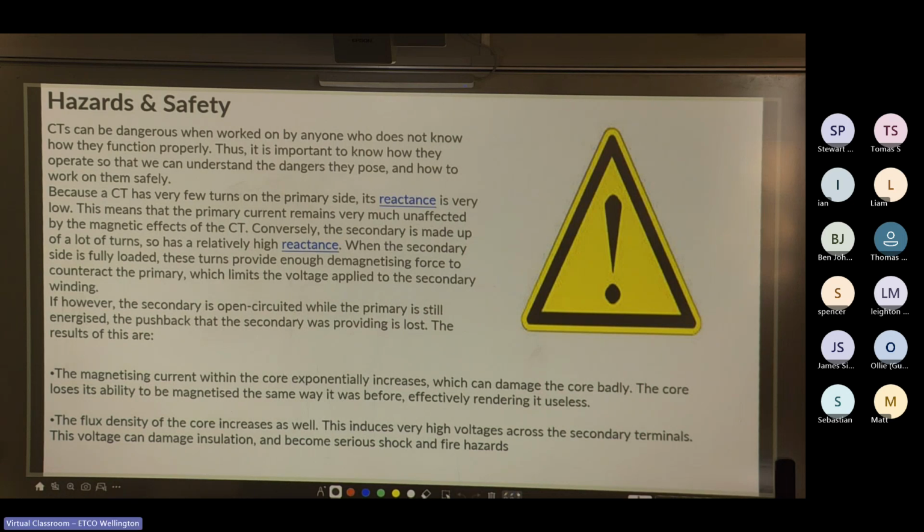The magnetizing current within the core exponentially increases, which can damage the core badly. The core loses its ability to be magnetized the same way it was before, effectively rendering it useless. The flux density of the core increases as well. This induces a very high voltage across the secondary terminals. This voltage can damage insulation and become a serious shock and fire hazard. So, yeah, they're great tools, but they have a lot of drawbacks in terms of if they're not looked after properly or anything goes wrong, there's a high chance of damage, fire, and possible electrocution.